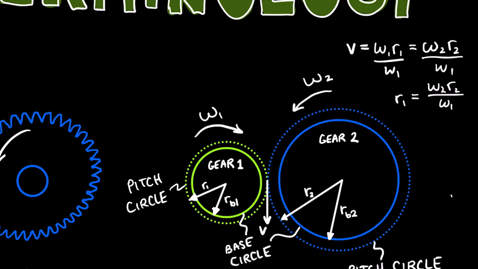Now let's divide both sides by r2, and we find that r1 over r2 is equal to omega 2 over omega 1. And this ratio is also what we defined as the angular velocity ratio, mv. So that's sort of where that all comes from. It comes from the fact that these teeth, when they are at the point of contact, must be moving with the same pitch line velocity.